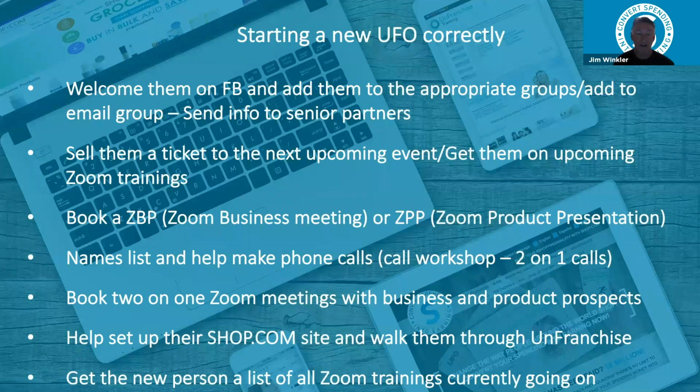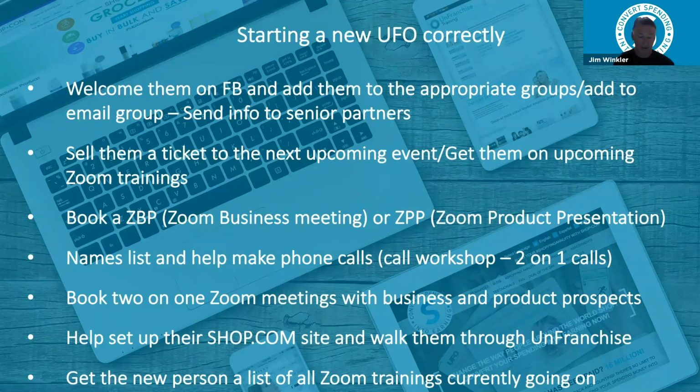Make sure they've made that names list, and help them make calls. We talked about that, a call workshop. We're booking our 2 one-on-one Zoom meetings each week, so that we're getting in front of some people. And remember, while you're talking to the new person's prospect, you're really training the prospect. And then help them set up their shop.com site, which we talked about, and walk them through unfranchise.com.